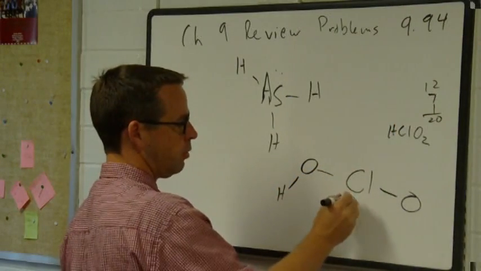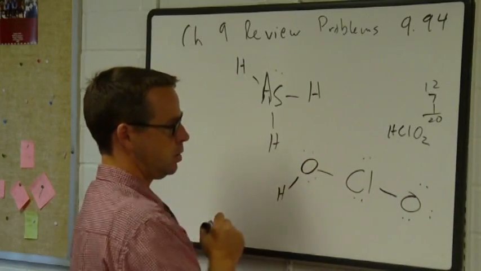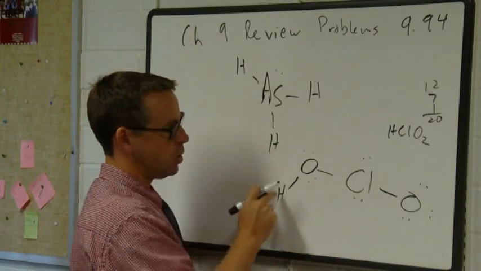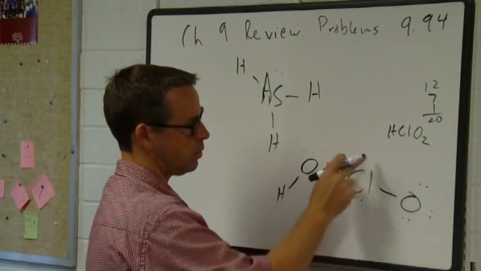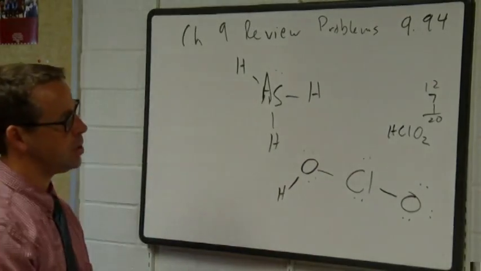1, 2, 3, 4, 5, 6, 7, 8, 9, 10, 11, 12, 13, 14, 15, 16, 17, 18. Is that it? Oh no, 19, 20. So 20 electrons. There we go, HClO2.